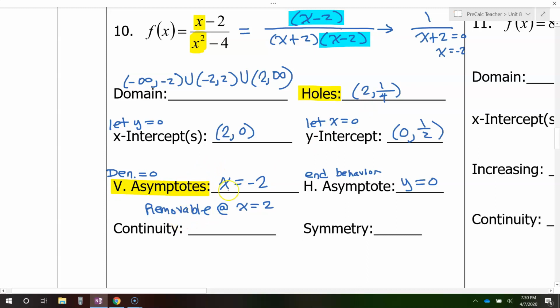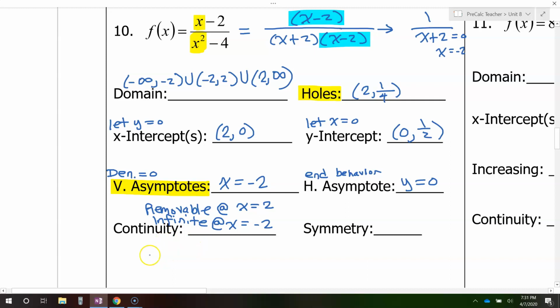We learned that an asymptote is an infinite discontinuity. So this vertical asymptote is also splitting the graph. So we're going to say that there is an infinite discontinuity at x equals -2. Okay, so our holes and our asymptotes give us discontinuities, removable and infinite. We have a third type of discontinuity called a jump.